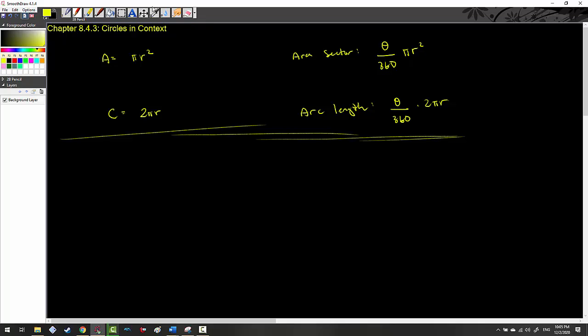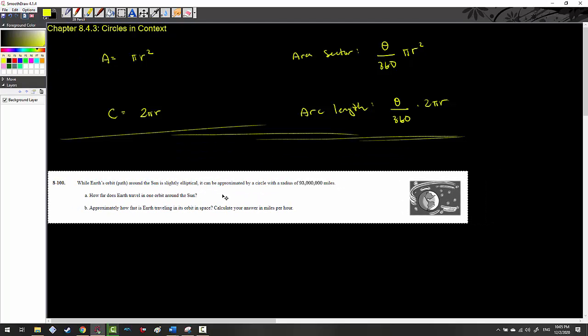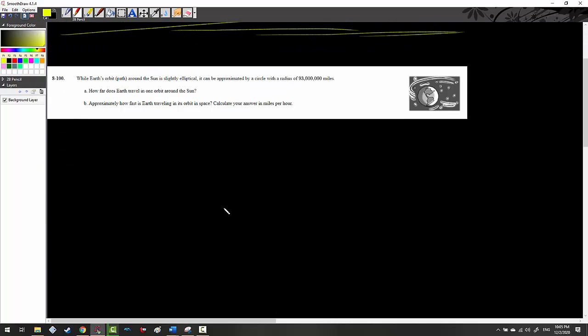So with that in mind, guys, let me paste the first problem in here. It's 8-100, and it says, while the Earth's orbit or path around the sun is slightly elliptical, meaning ovular, it can be approximated with a circle with a radius of approximately 93 million miles. Part A says, how far does the Earth travel in one orbit around the sun?